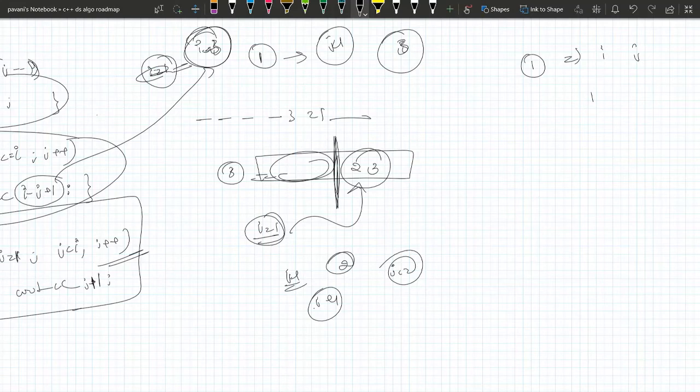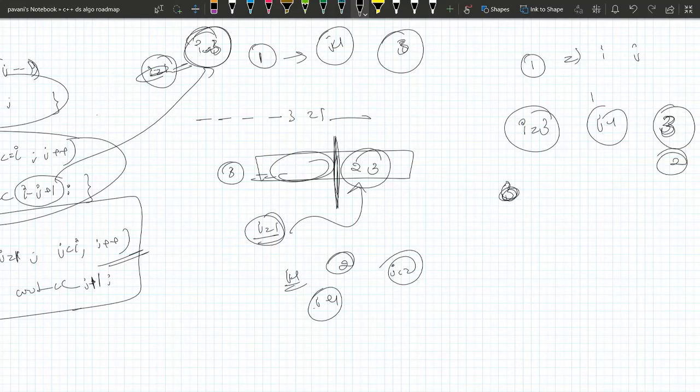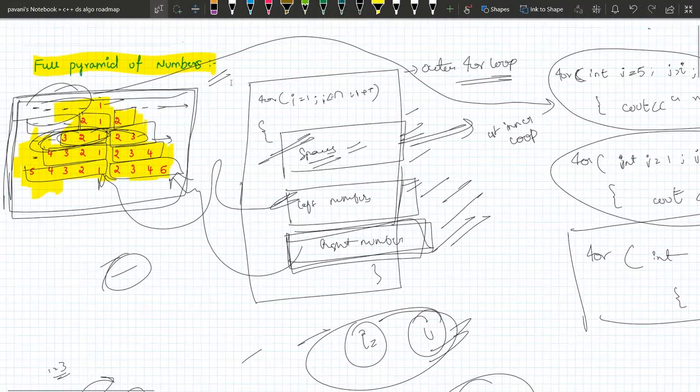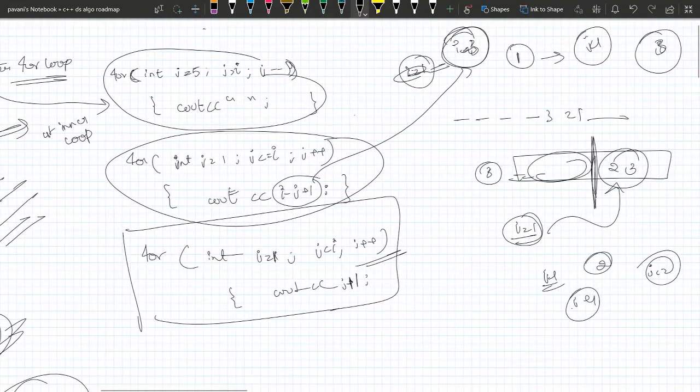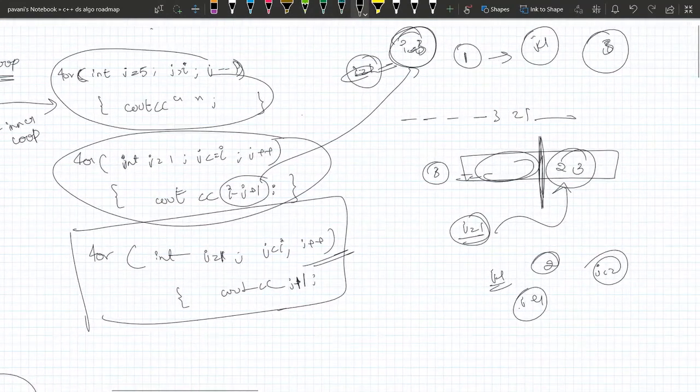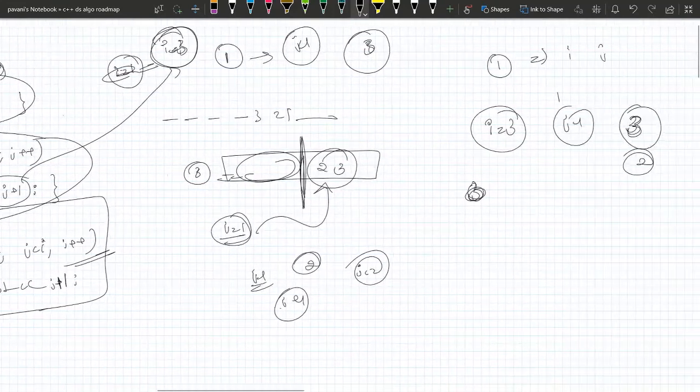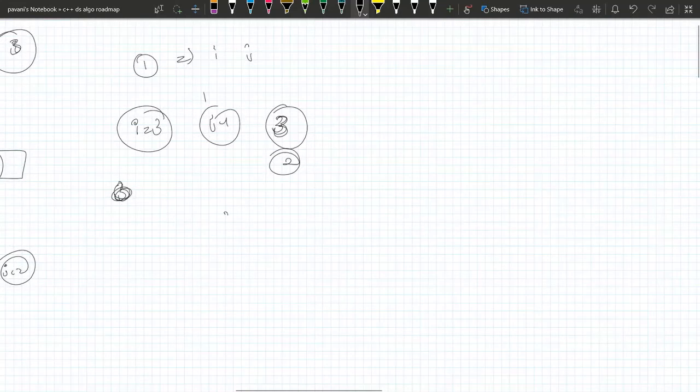See what I did: I have taken i as 3, and for j equal to 1, in the third row I have taken the first number, that is 3, right? Is that 3? No, that's 2. Let's see once again: what is the j value? 1. What is the number? 3. i equal to 3 and j equal to 1.